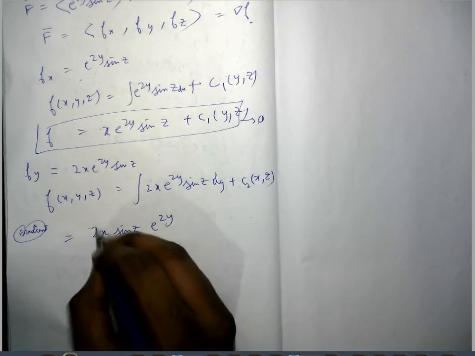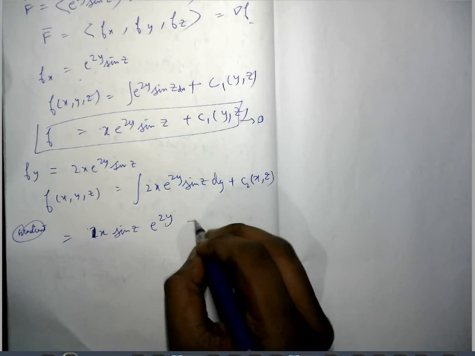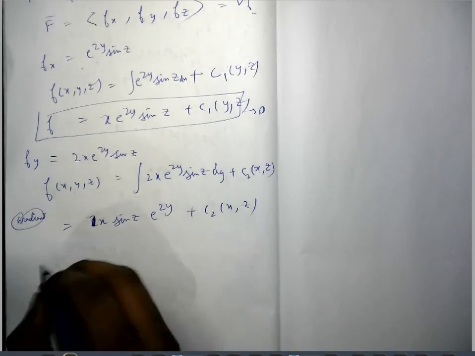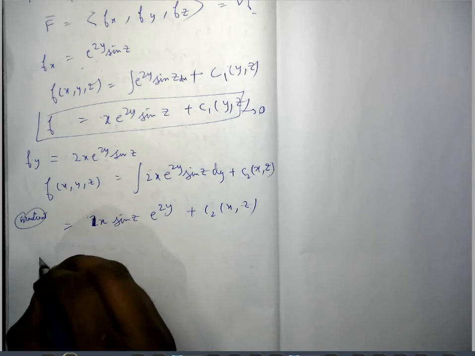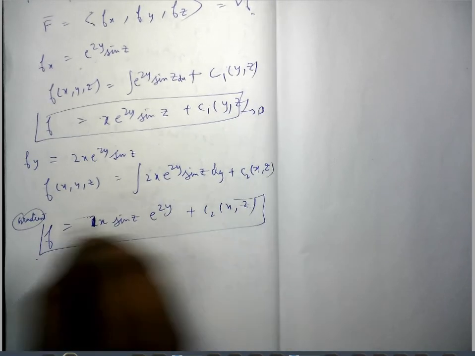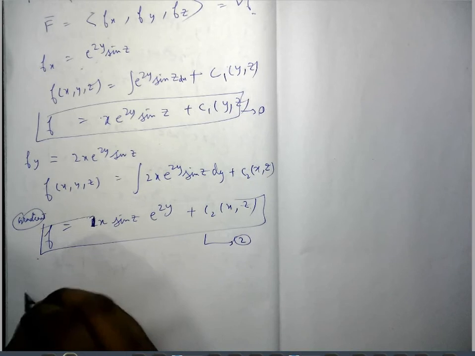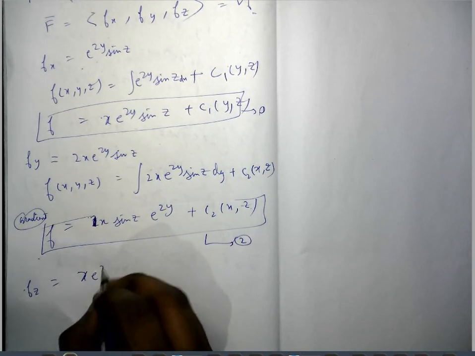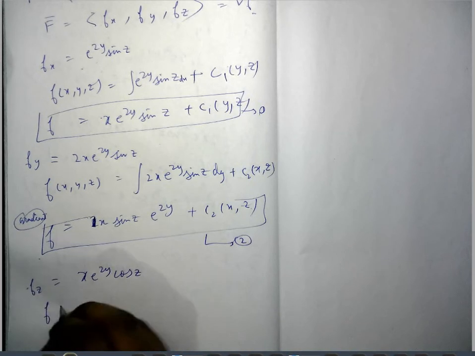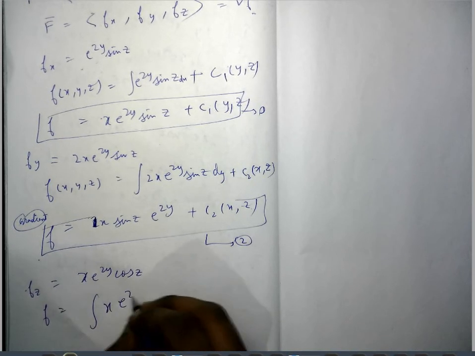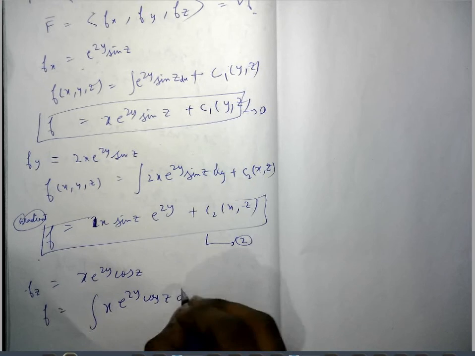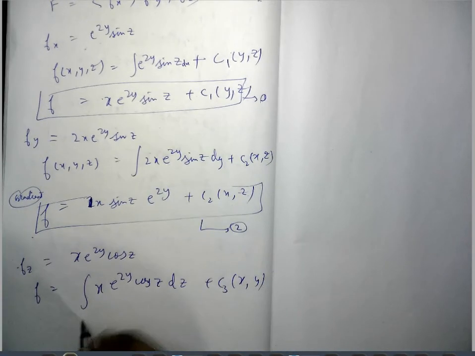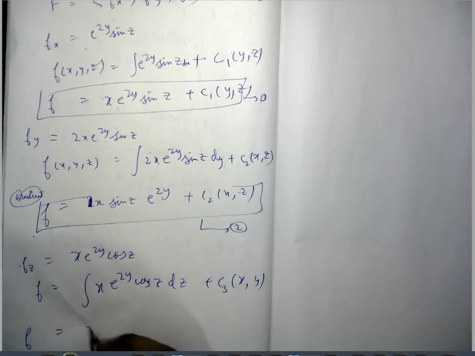Similarly, so this is our next equation, and finally we have that fz has to be equal to x e to the power 2y cos z. So that means f is equal to the integration of x e to the power 2y cos z with respect to z plus some function of x and y. So that means f is equal to x e to the power 2y sin z plus some function of x and y. So these are our three equations, and now we'll play match up with them.